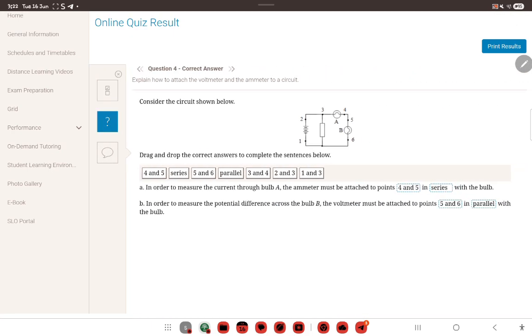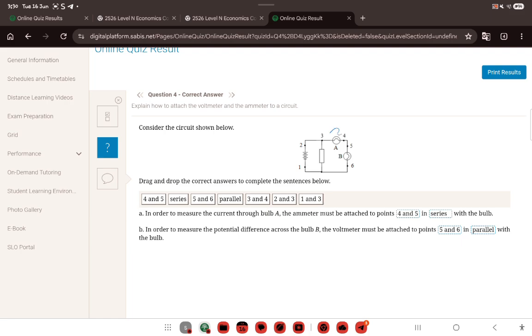Question 4. In order to measure the current through bulb A, the ammeter must be attached to points 4 and 5 in series with the bulb. If we want to measure the current through bulb A, it cannot be between 3 and 4 because the bulb is in between them. If it was between them, it would be in parallel. It shouldn't be between them. It should be after it or before it. So it's 4 and 5 and it's in series with the bulb.